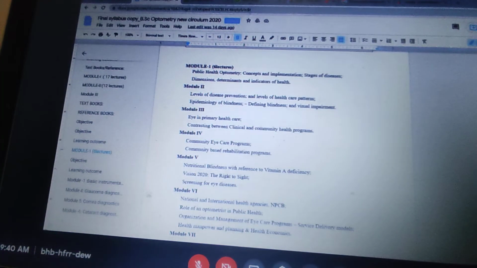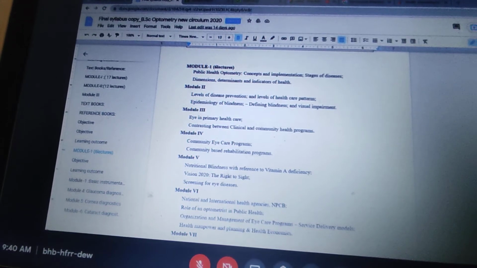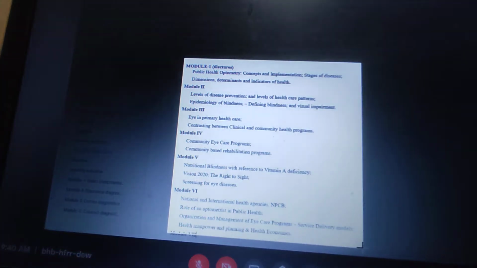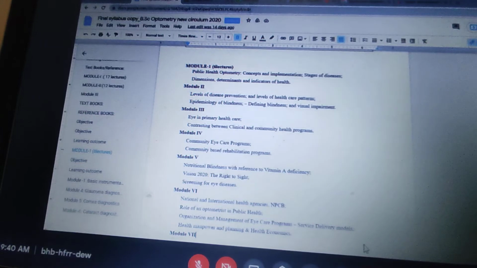For example, community eye care programs. I'm just saying for example, okay. So the syllabus is made in such a way that even though there are different modules with different titles, the matter that comes inside is the same. So in such cases, when I'm teaching the topic, I'll tell you all beforehand so that I don't repeat the topic again later on.